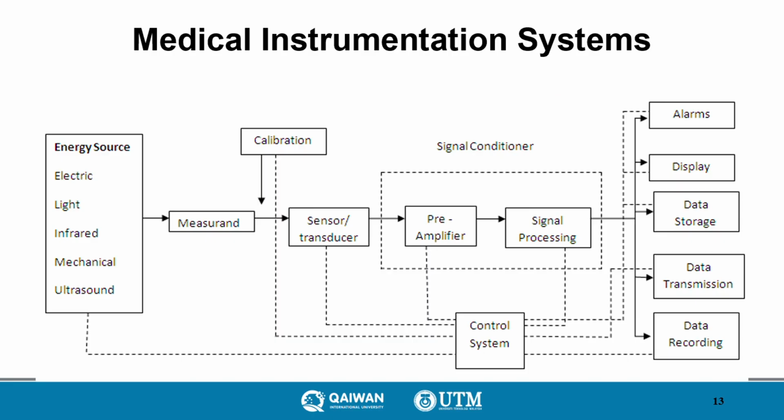In a medical instrumentation system, the system is composed of different components. The standard representation consists of, number one, the energy source, either electric, bioelectric, biooptic, infrared, mechanical, or ultrasonic. All these signals have a specific parameter that we are planning to measure. This is called the measurement.